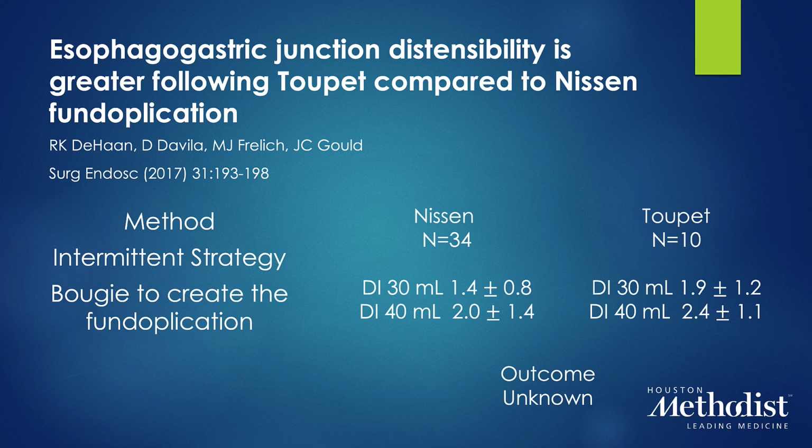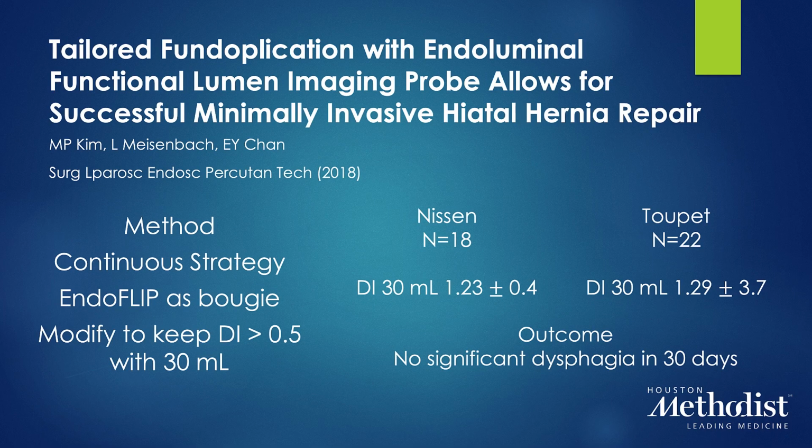Next, Dehan et al. published that DI after toupe fundoplication was higher compared to Nissen fundoplication, and also higher with 40 milliliters compared to 30 milliliters using the intermittent strategy. In our early experience, when we used the continuous strategy to measure the DI and used EndoFLIP as a bougie and maintained DI greater than 0.5 by modifying the crus and fundoplication, there was no significant dysphagia 30 days from surgery. The DI of the toupe group was 1.3.